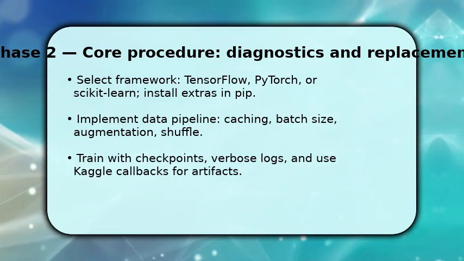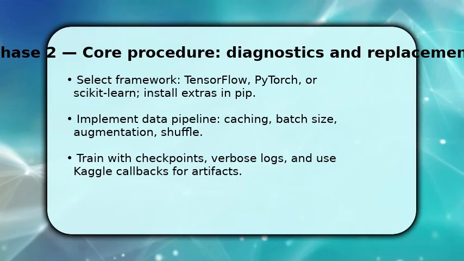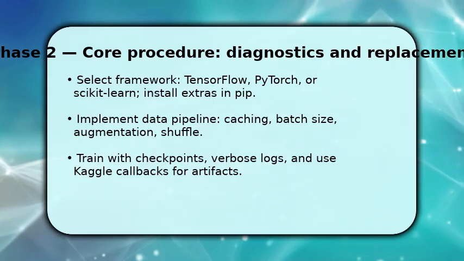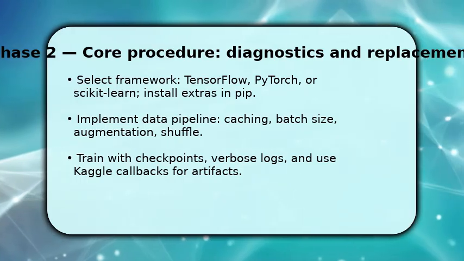Then build a robust data pipeline, cache, set optimal batch size, enable augmentation, and shuffle to prevent bias. Start training with regular checkpoints and verbose logging so you can inspect loss curves.